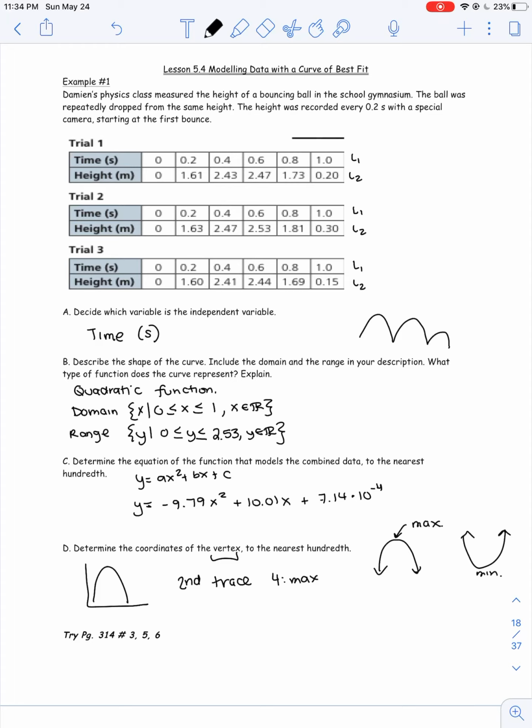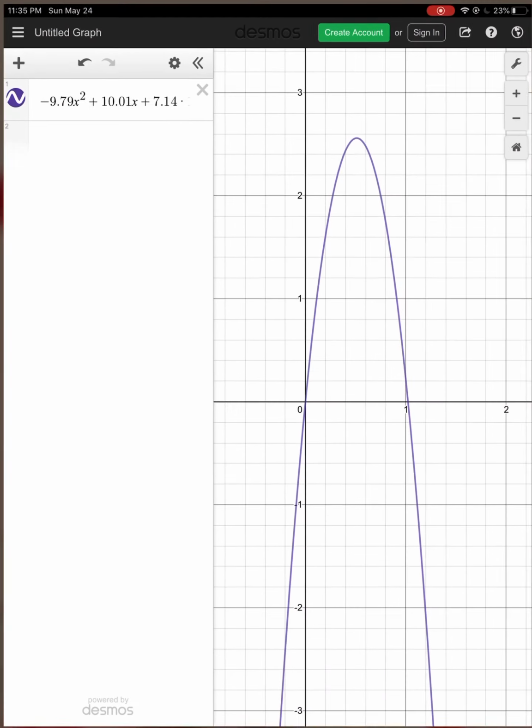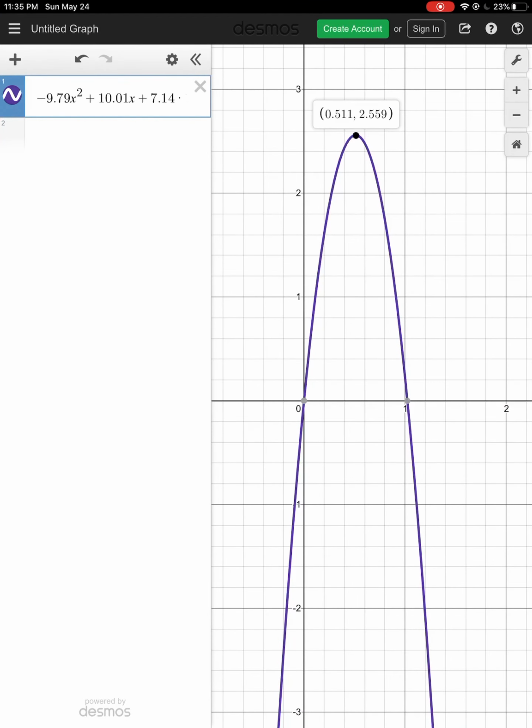And what that's going to do is it's going to say what is the left bound, the left side of it. So you're going to move your cursor about here on your graph and press enter. Then for the right bound, you're going to have to move your cursor about here. So this is the right bound, this is the left bound. Move your cursor approximately there and press enter again, and then enter. And you should get that the vertex is about 0.51, 2.56. So I'll just check that.